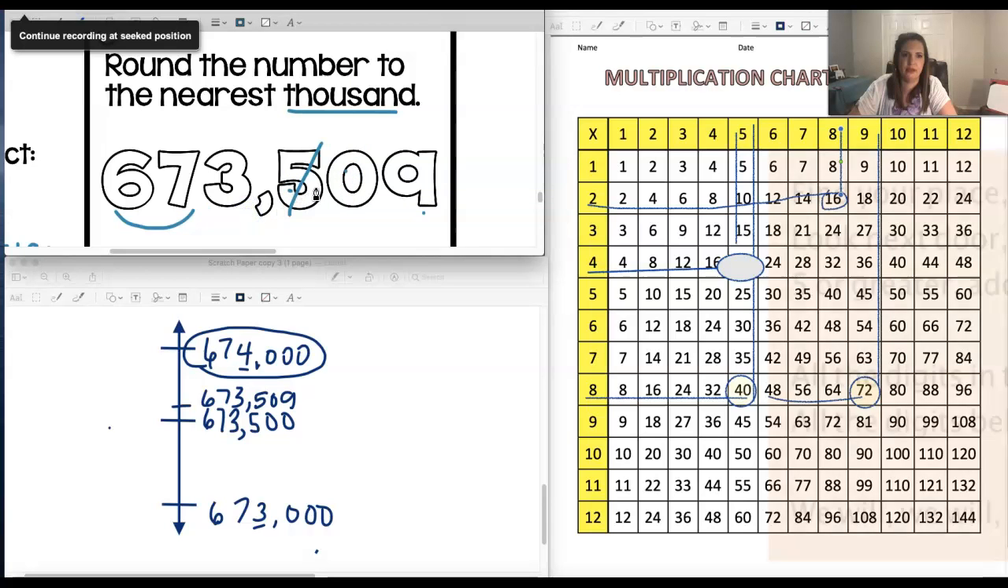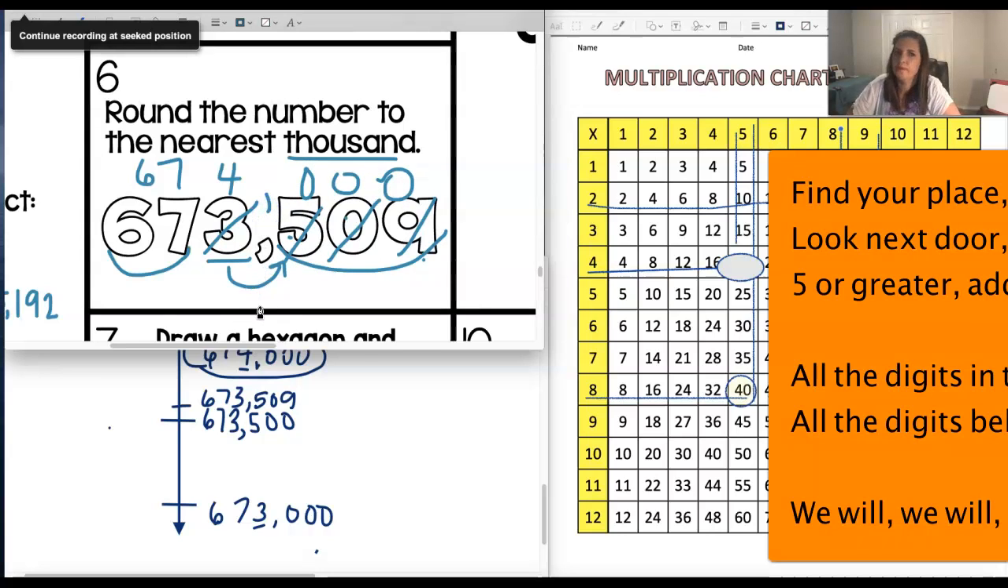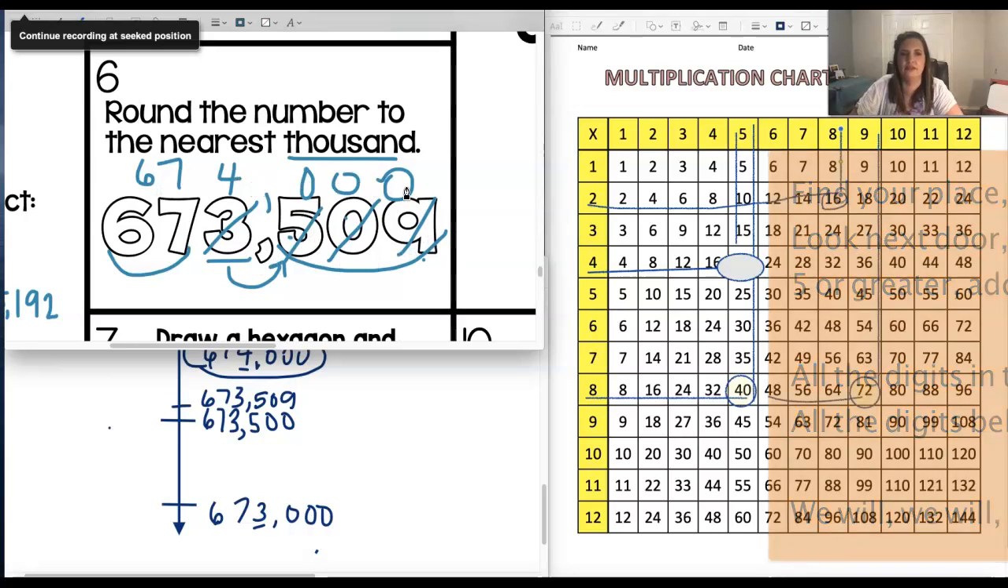Now remember, there's another way that I can also round, and it's kind of just remembering our little chant that we learned. It says, find your place, the nearest thousand, look next door, 5 or greater, add 1 more. If this is 5 or greater, you're adding 1 more to the place you found. All the digits in the front stay the same. All the digits in the back, zeros your names. These all become 0. We will round you. That's our song. So 673,509 rounds to 674,000.